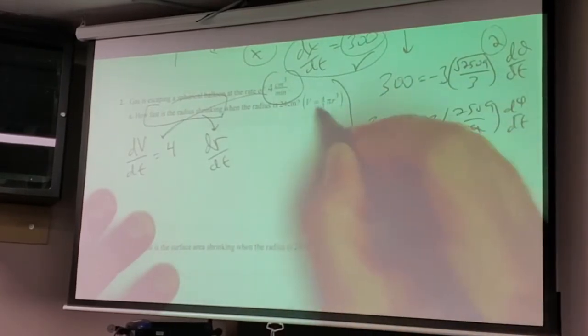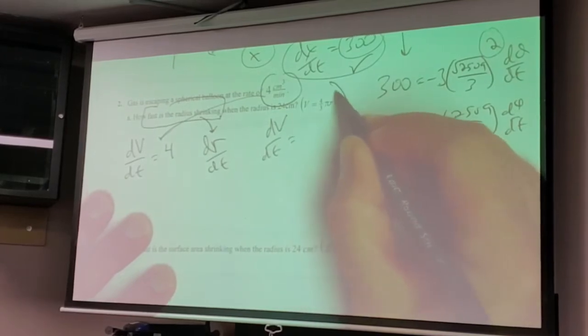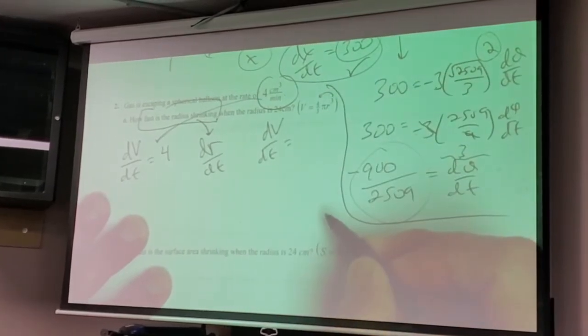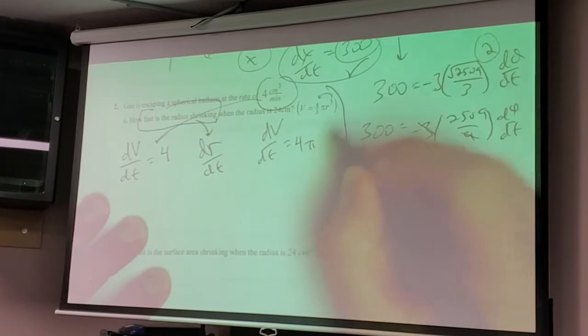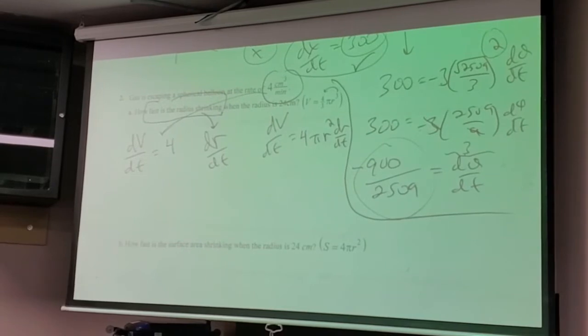dV/dt equals, yeah, the derivative of this thing. Volume, 4 pi. No, 4 pi r squared. R squared dr/dt, right? The derivative of r cubed is 3r squared dr/dt.